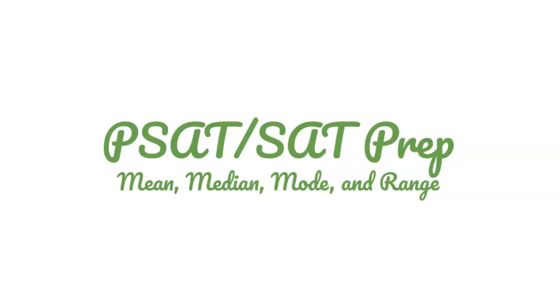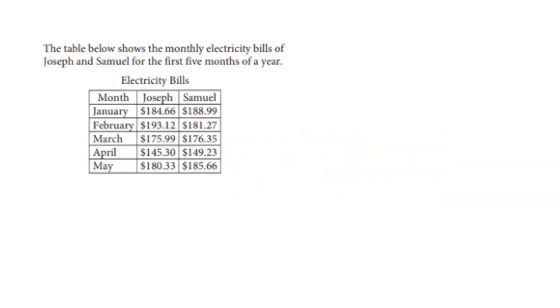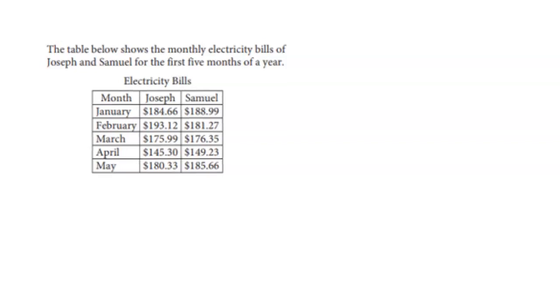In this video on PSAT, SAT prep, I'm going to discuss mean, median, mode, and range of a set of data. This is the same table that you had in your question on your Google form. I'm going to disregard the data from Samuel, so you can only pay attention in this particular case to the data for Joseph, and I'm going to demonstrate how to find the mean, median, mode, and range of this set of data.